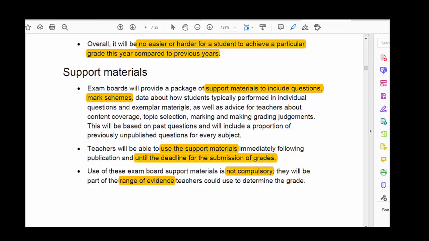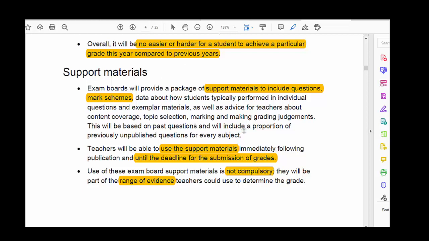Okay, so the exam board will be providing this to each school, and then teachers will be able to use the support materials until the deadline for the submission of grades. Now, the use of these materials is not compulsory. Okay, they will be used as part of the range of evidence that teachers could use to determine your grade. So your school will receive this. It is up to your teachers or up to your schools whether they use these.